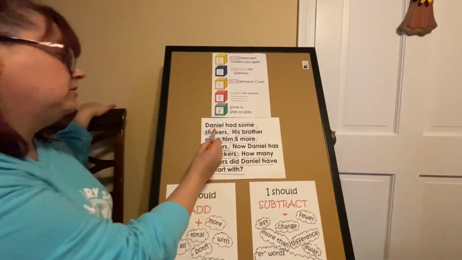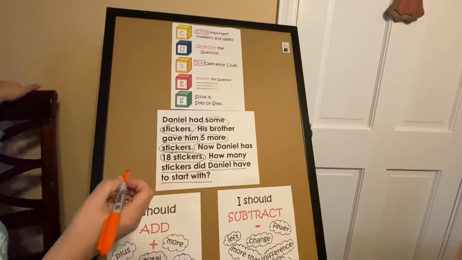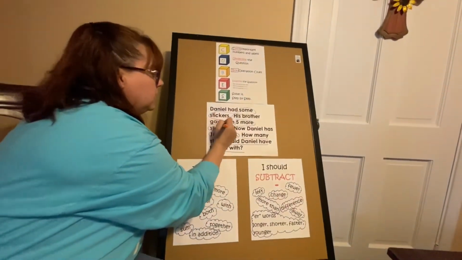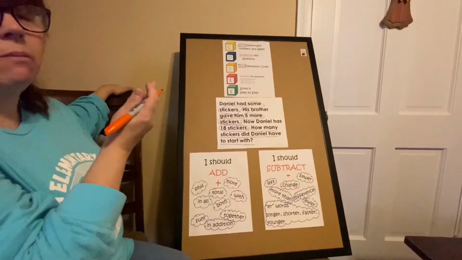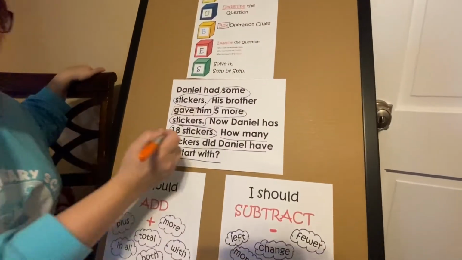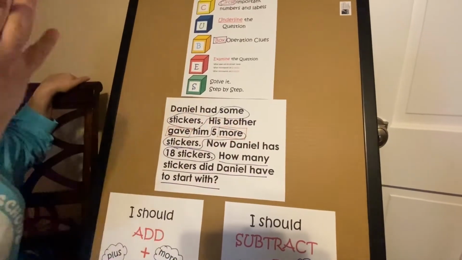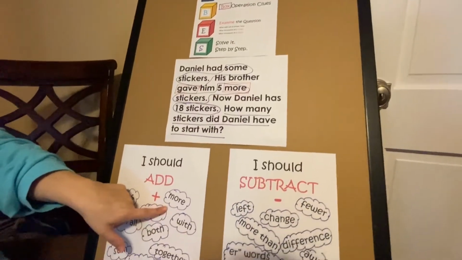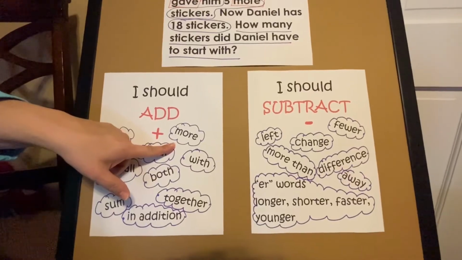So let's see. Daniel had some stickers. His brother gave him 5 more. Well, gave tells me he's getting more. So I'm going to box gave because that's going to help me understand what I might need to do. Gave him 5 more stickers. So the word more is also very important, because it tells me he gave him more. So now that I see gave and I see more, it helps me understand that I'm probably going to need to add when I solve this problem.